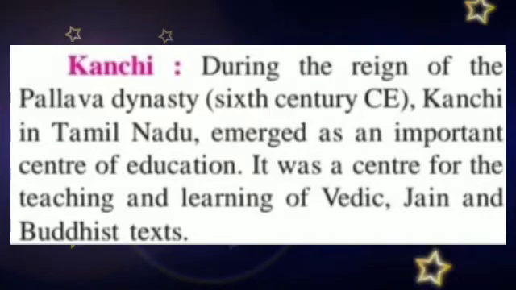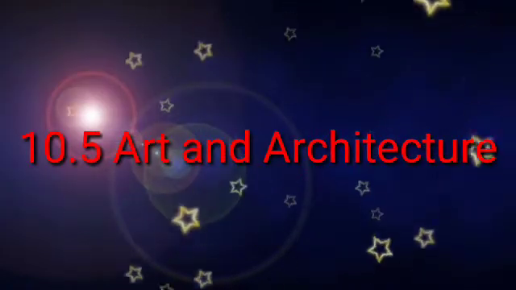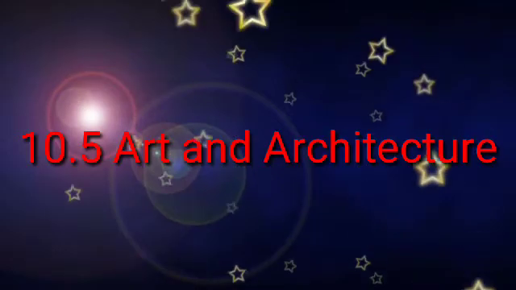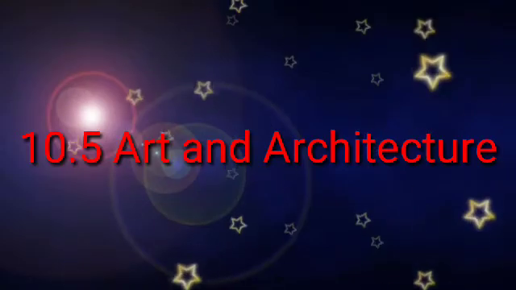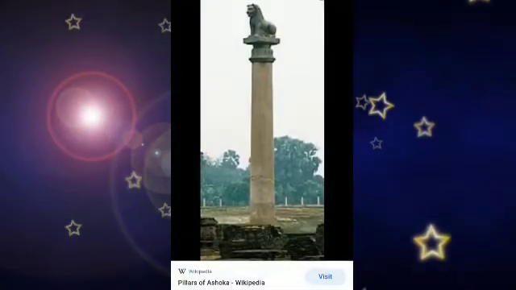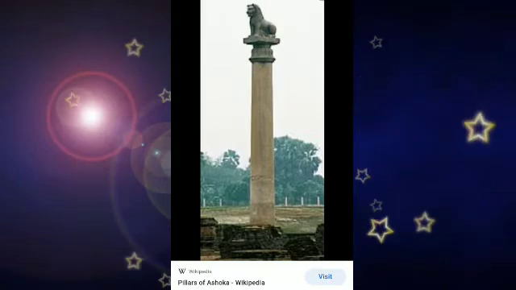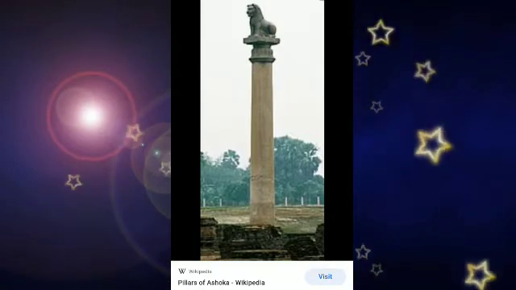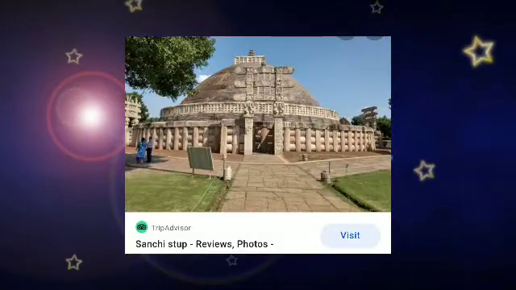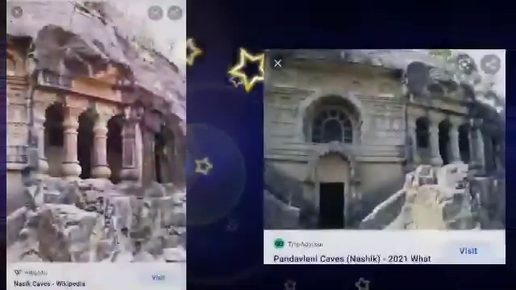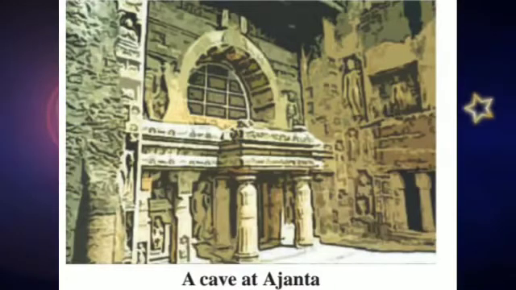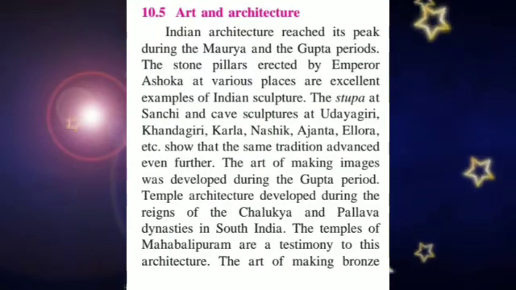Now, 10.5 Art and Architecture. Indian architecture reached its peak during the Maurya and the Gupta periods. The stone pillars erected by Emperor Ashoka that we know, at various places, they are excellent examples of Indian sculpture. The stupa at Sanchi and cave sculptures at Udayagiri, Khandagiri, Karla, Nasik, Ajanta, Ellora, etc. show that the same tradition advanced even further, and the art of making images was developed during the Gupta period.